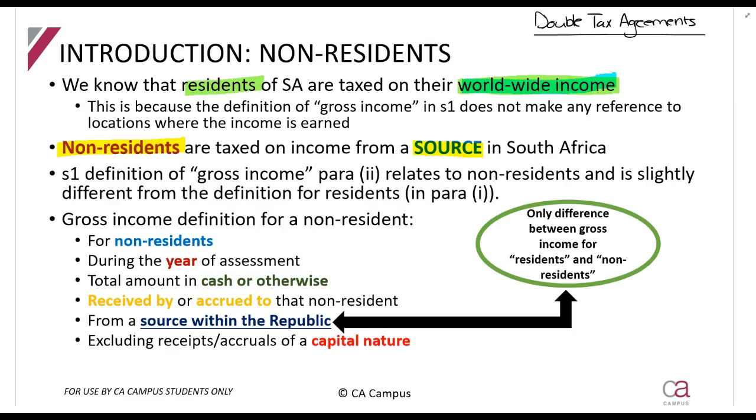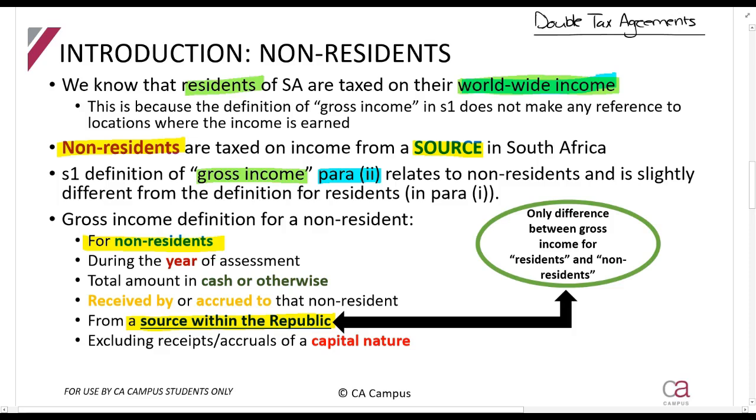Okay, so if you go and look at the definition of gross income in section 1, remember we've already looked at it, but if you look at paragraph 2 of it, paragraph 2 talks about non-residents, and it's a little bit different from what it says for residents. Mostly the same, there's one change. Usually the gross income definition says for residents, so that's one change. For non-residents, during the year of assessment, it's the total amount in cash or otherwise received by or accrued to that non-resident from a source within the Republic. That is the biggest and most important difference between the gross income definition for a resident and a non-resident. It must be from a source within the Republic, and it excludes amounts which are capital in nature.